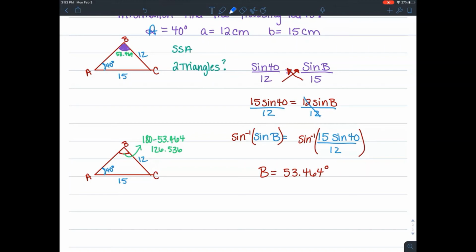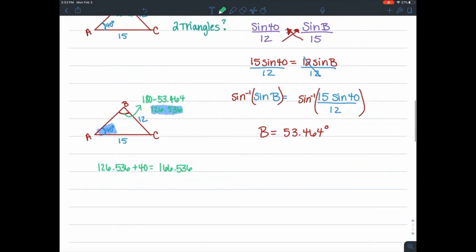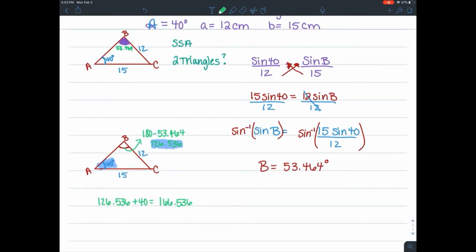Now, is this going to work for a triangle? How can I check? You're going to take this angle and add it to the angle that was given. So 126.536 plus 40 equals 166.536. So is that less than 180? Yes. There are two triangles. Two triangles. The answer is yes. This is triangle 1, and this is triangle 2.